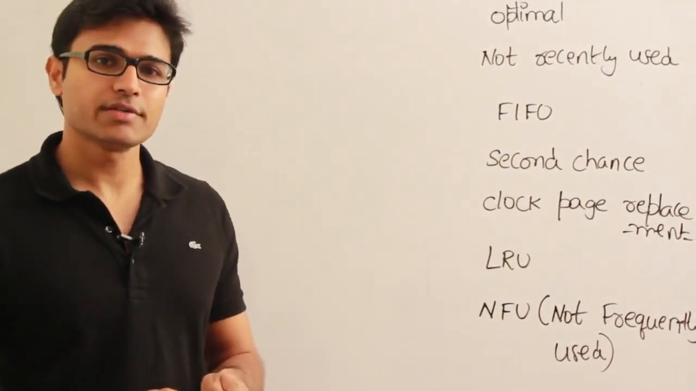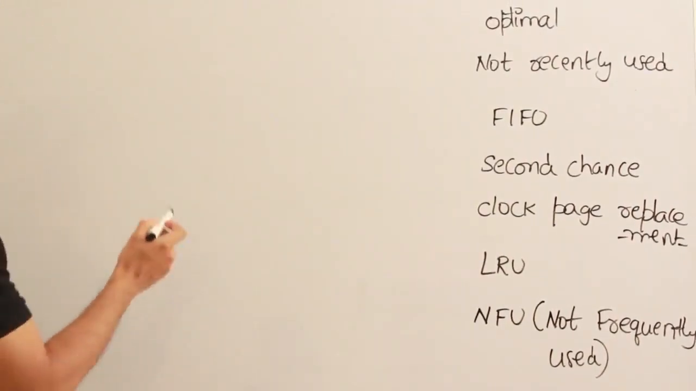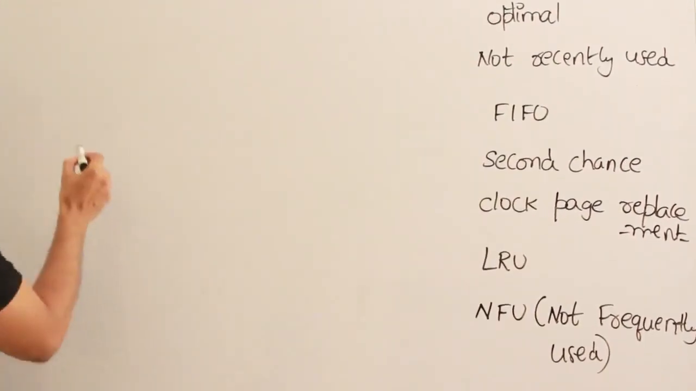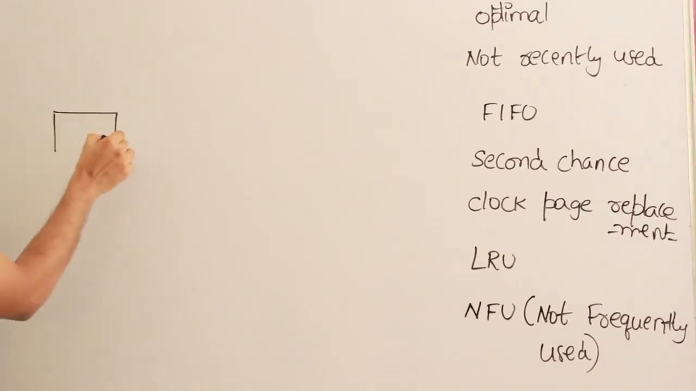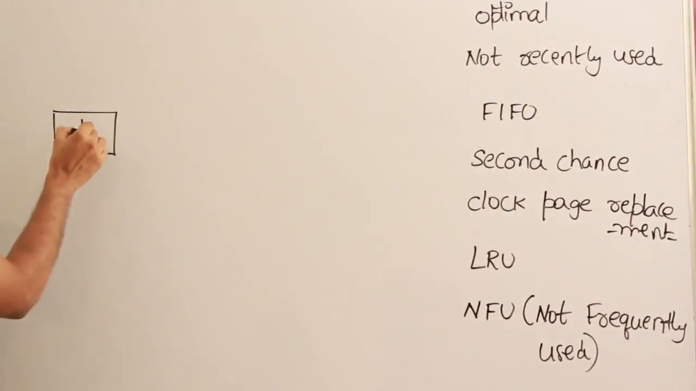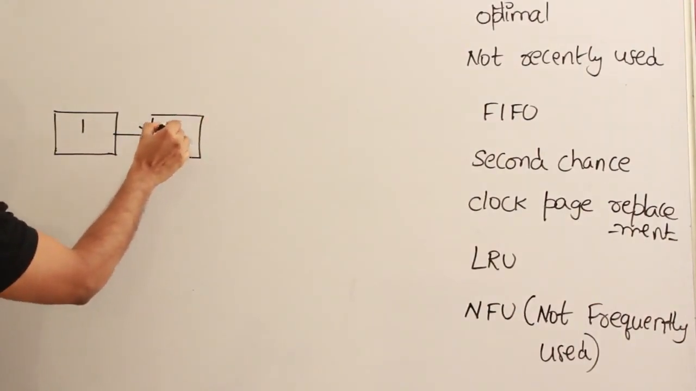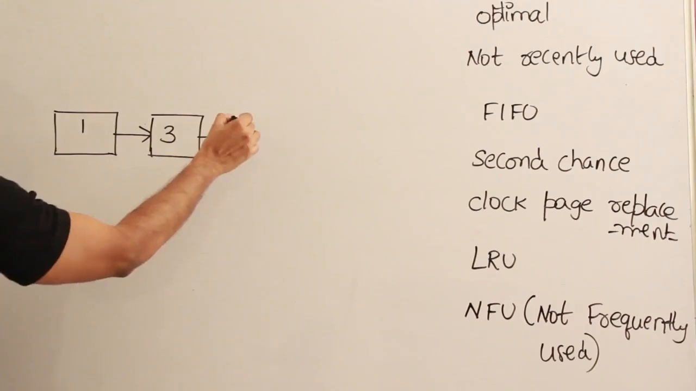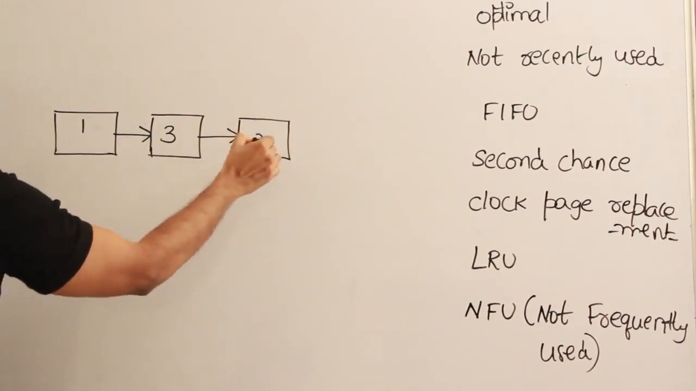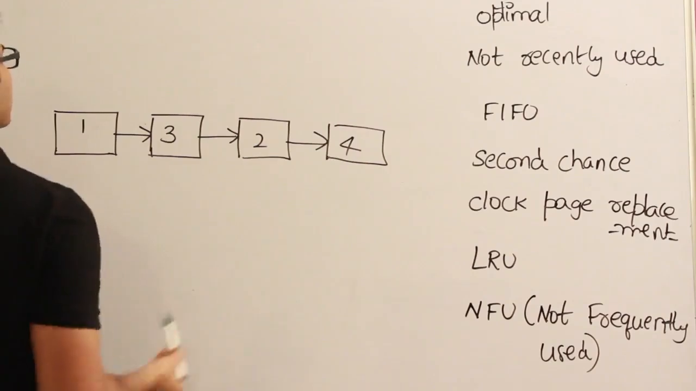So how do we do it? We maintain a linked list, in the sense like this. Assume that page number 1 is the first one to enter the main memory. Then I'll have page number 1, and then let's say page number 3 is the next one to enter, and then page number, let us say 2, is the next one to enter, and page number 4 is the next one to enter the main memory, right?